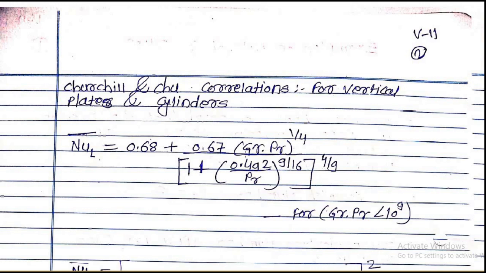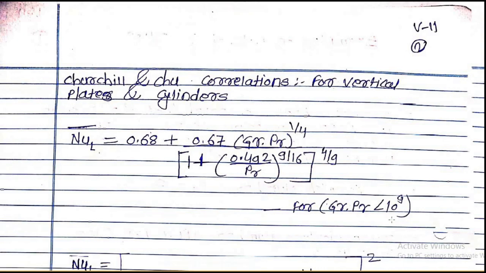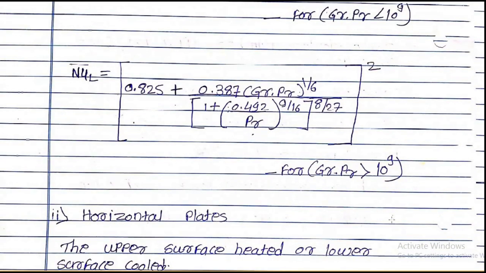Okay, so this particular equation, the Churchill and Chu equation, we can use if the Grashof number multiplied by the Prandtl number product is less than 10⁹. Okay, then next Churchill has given another equation for the turbulent flow, that is, if the Grashof number and Prandtl number product is greater than 10⁹.